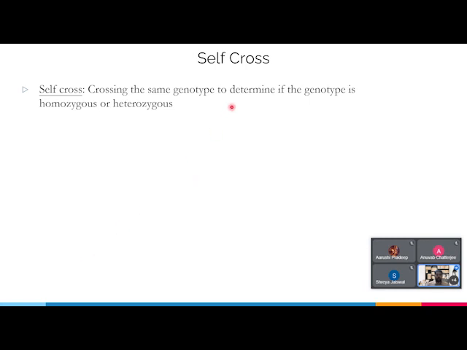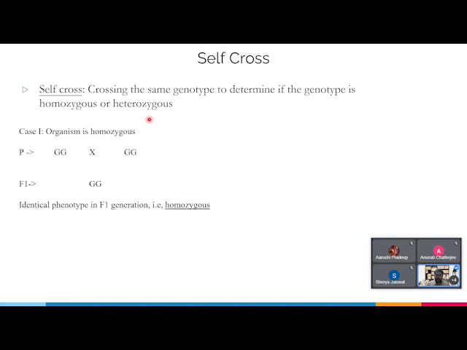Self cross is used to determine if the genotype is homozygous, that is true bred or not. So what is self crossing? Self crossing is the cross between the same genotype, or most of the time the same organism in case of plants that can be self-crossed within itself, such as the pea plant, and this is done in order to determine if it is a homozygous plant or a heterozygous plant.